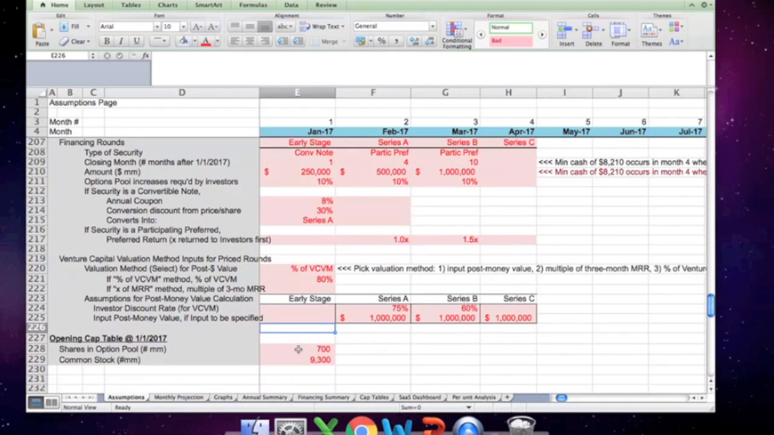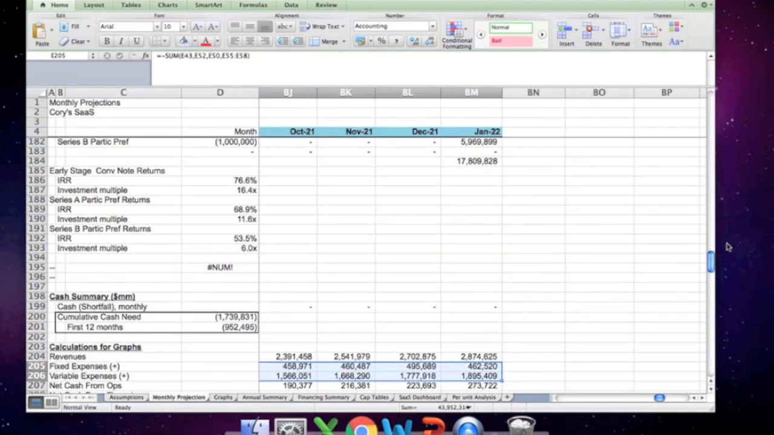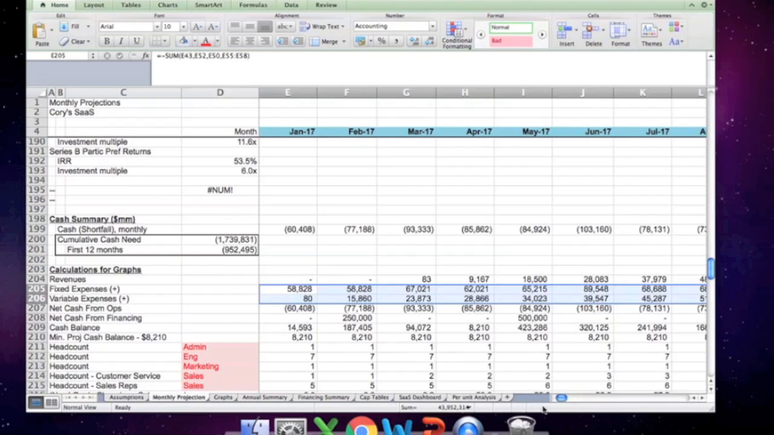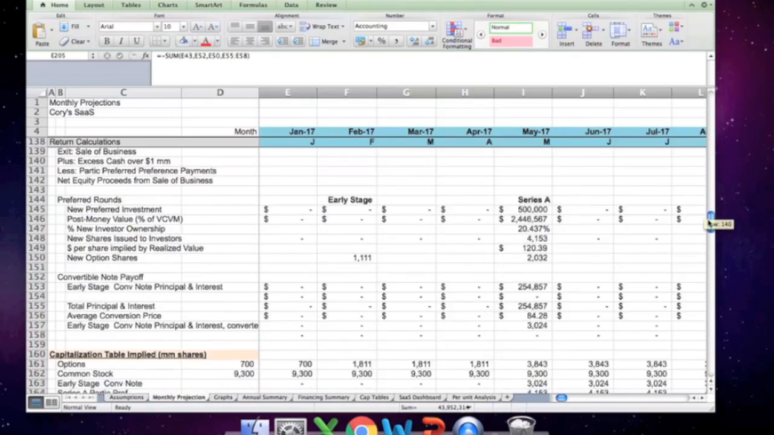The only 2 inputs remaining are the number of the shares in the option pool at the beginning of the forecast period. You want to know how big that option pool is, and you want to know how many common shares are outstanding. With those, the model can make the projections for you, and you'll find them in the monthly projections section. This goes out to the 60th month. Here are the numbers for the earlier months. You can see it calculate.